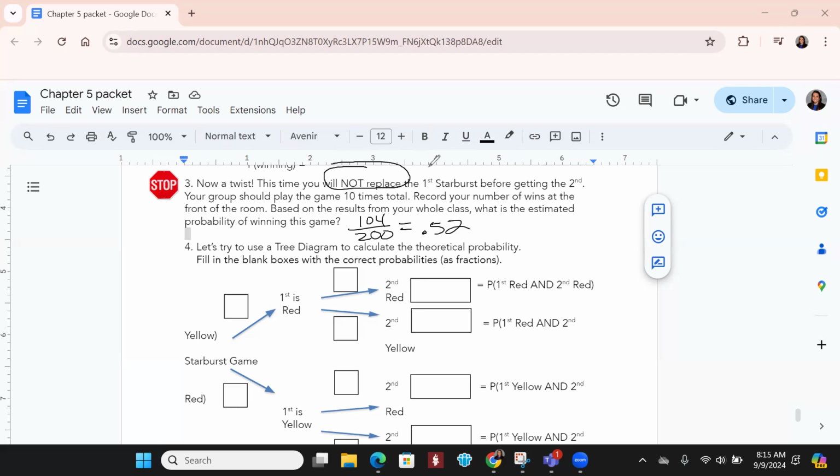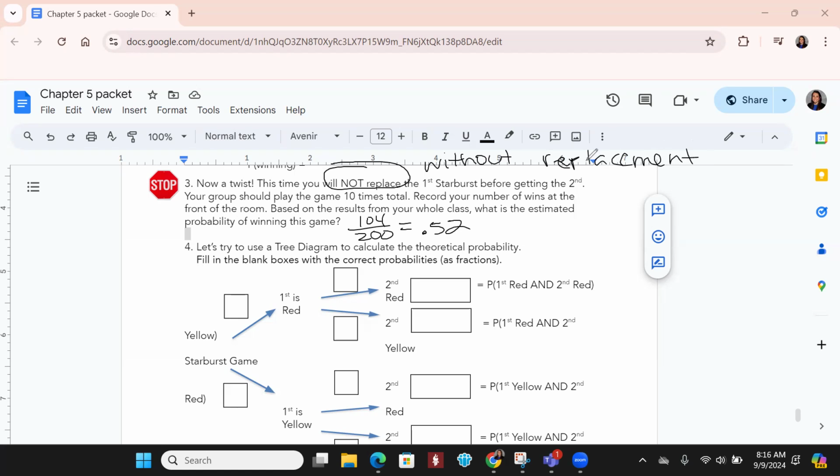When we say not replace, this is also known as without replacement. Yes? Okay. I feel like I shouldn't have to point that out. That's good. So now we're going to actually draw a tree diagram to calculate the theoretical probability. So fill in the blank boxes with the correct probabilities as fractions.